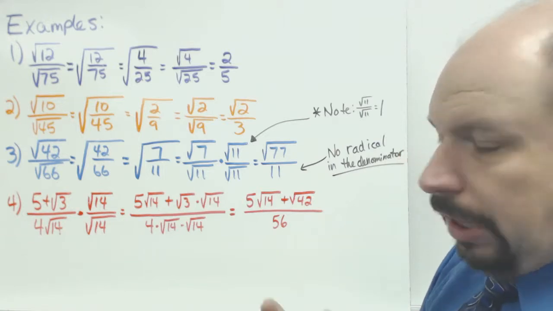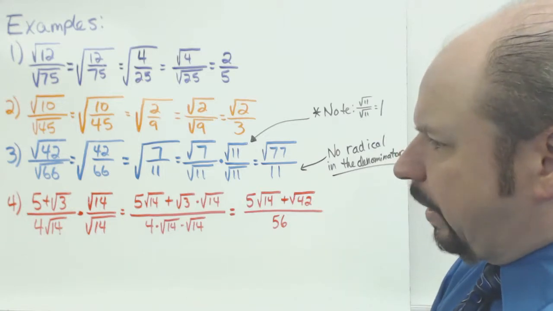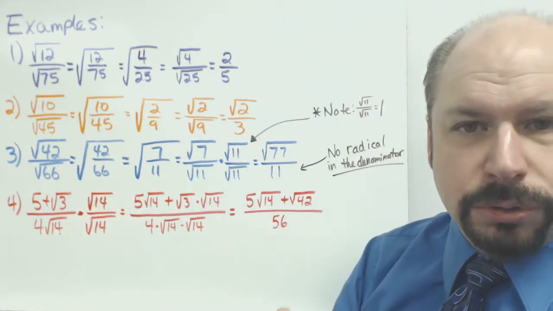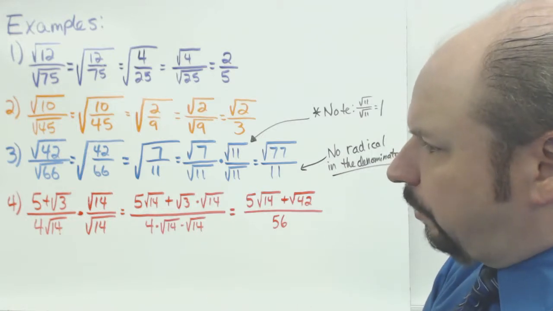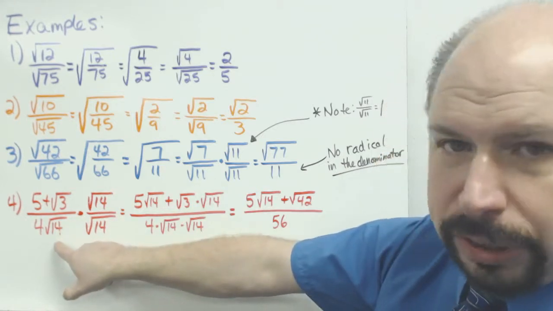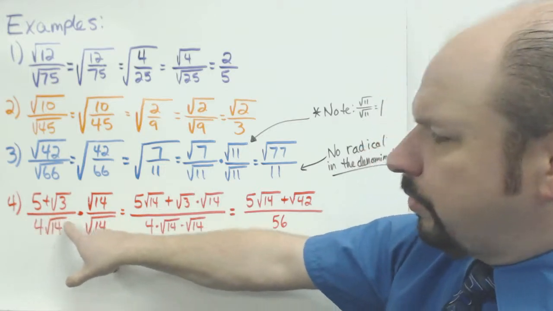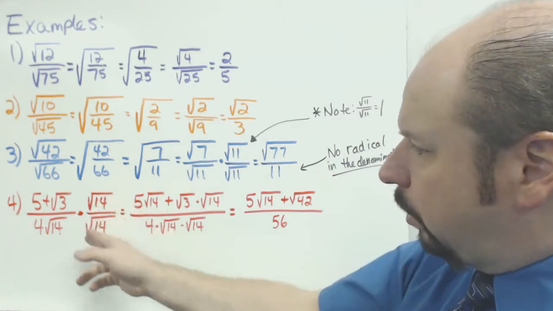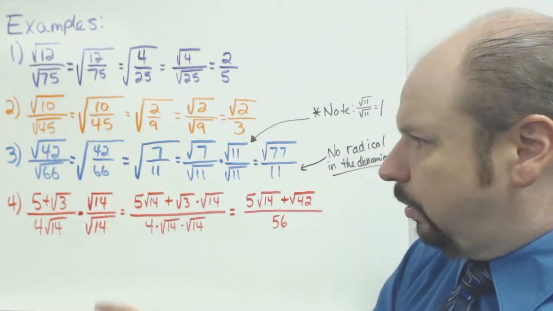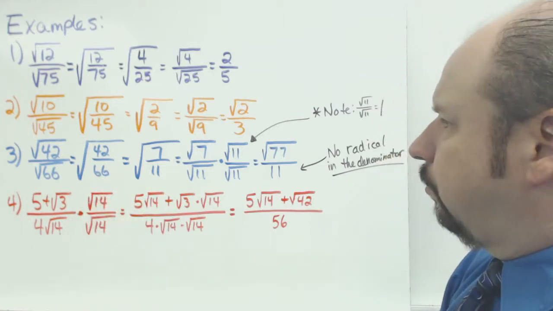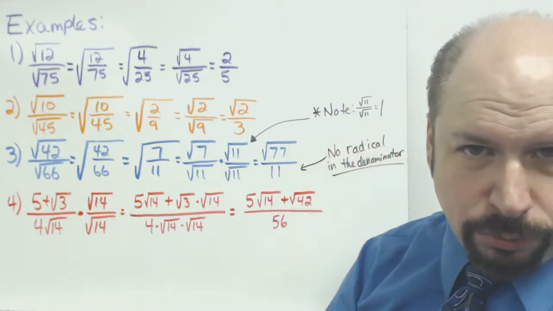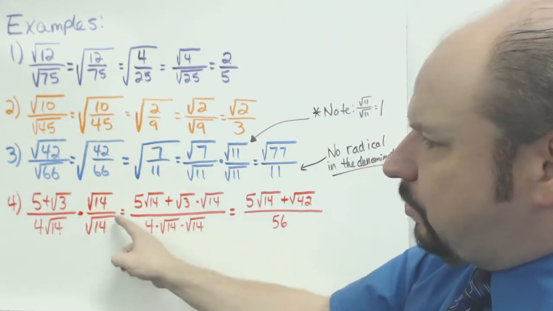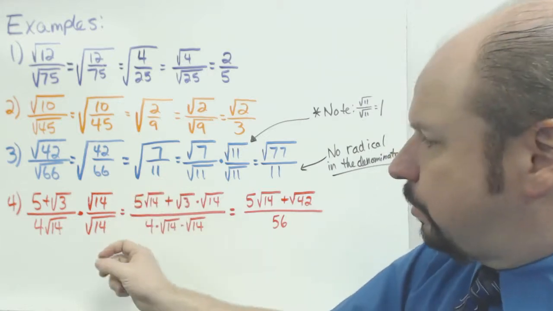Okay, so next one, again, getting a little more complex. 5 plus root 3 over 4 root 14. So again, first thing you might want to think about is is there some way we can reduce this particular radical? Well, the square root of 14 is not one that we can reduce any further. So we're going to multiply top and bottom by the square root of 14. So we're rationalizing the denominator once again right here. Again, remember, square root of 14 divided by square root of 14 is just 1. So we're not changing the fraction, we're just changing how it looks.